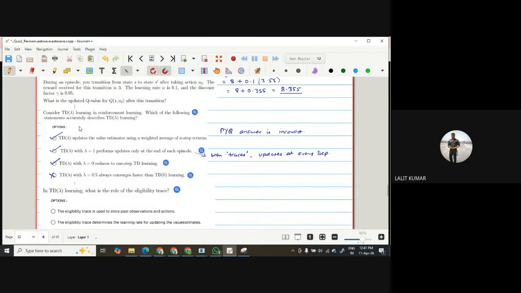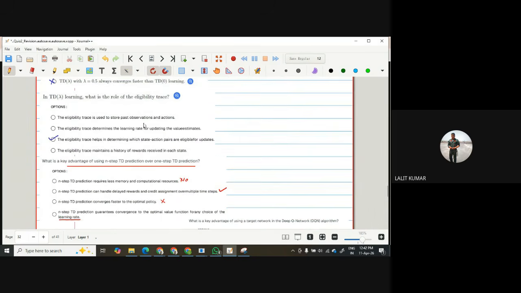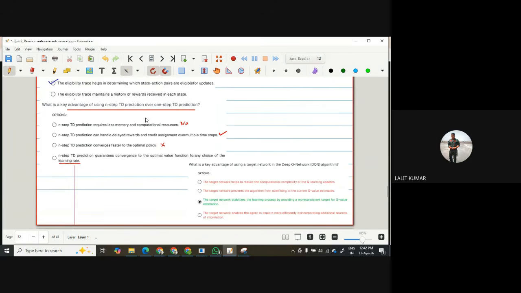Okay. Consider TD lambda. So this is a repetitive question. TD lambda in reinforcement learning, what does it do? It is a weighted average. That is correct. Lambda is equal to 1 at the end of episode. No, because with the traces it can be done. With lambda equal to 0 reduces to 1 step TD learning. That is correct. So A and C are correct. The role of eligibility trace, it was a repetitive question.